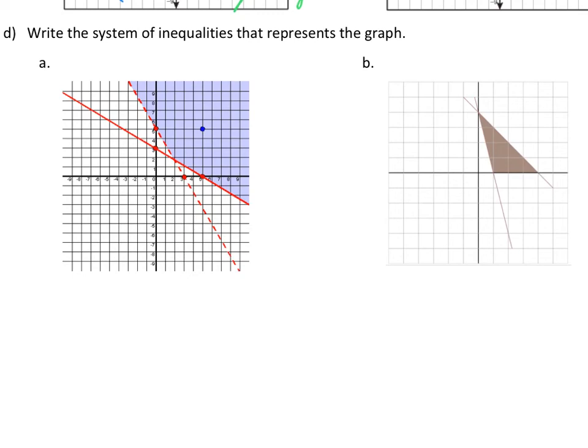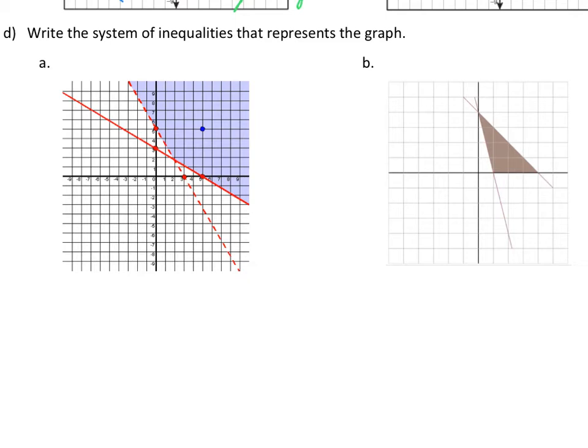Okay, when you're finished with B, then we're moving on to this third section, letter D, and we have 2 sample problems here. Write the system of inequalities that represents the graph below. I think I'm going to let you do A on your own because I feel like that one is much more reasonable. We'll do B together.